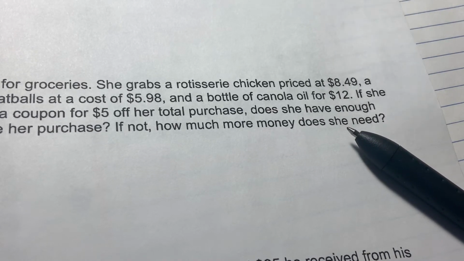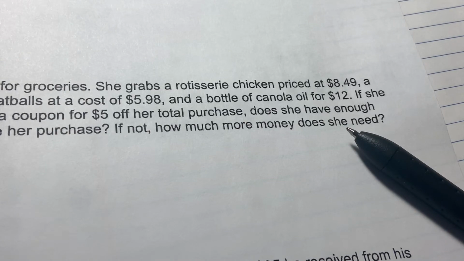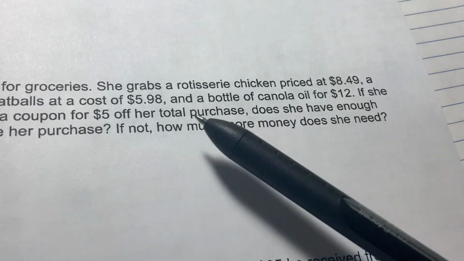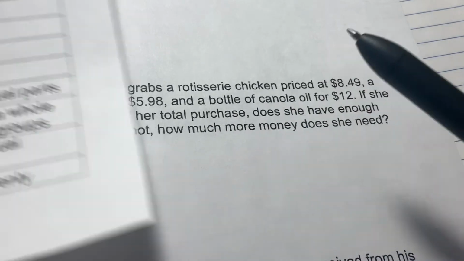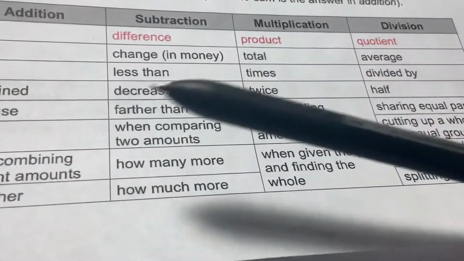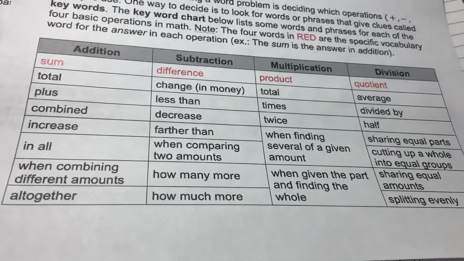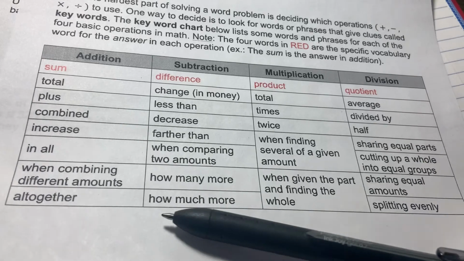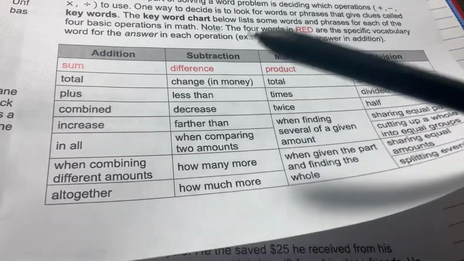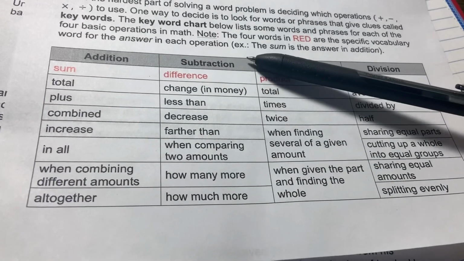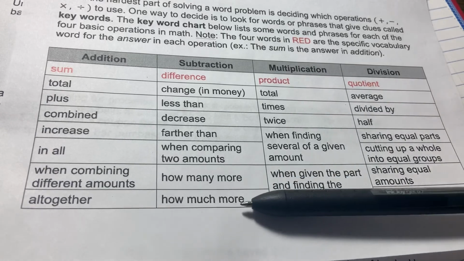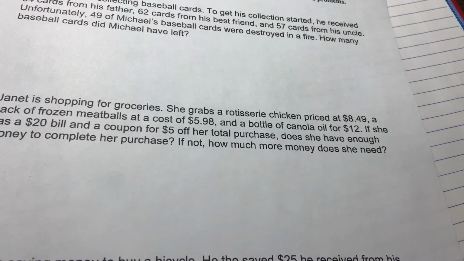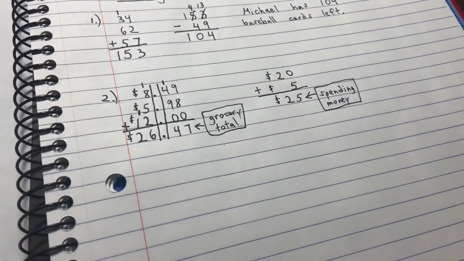Okay, and ladies and gentlemen, you know what we can do? In case you're a little stuck, look back at the keyword chart. Look at this. How much more? Where do I see how much more in this keyword chart? Oh, wait a minute. There it is. How much more? Subtraction, right? Key phrase for subtraction. All right, now I know. In case you didn't know, now we know to subtract.